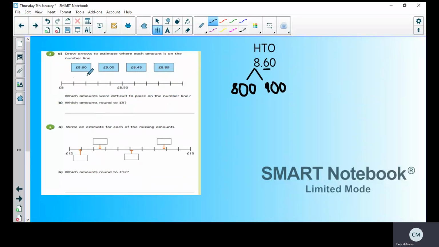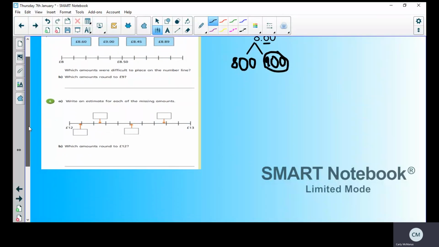So when you put these four numbers on the number line where you think they go, it says which amounts round to £9. So again, write these numbers out and round them. I've done the first one for you, £8.60. So I've put my place value. Remember, £8 represents the hundreds. So it's either going to be 800 or 900. And the tens number is 6, so we'd round up. So it'd be 900, which is in fact £9.